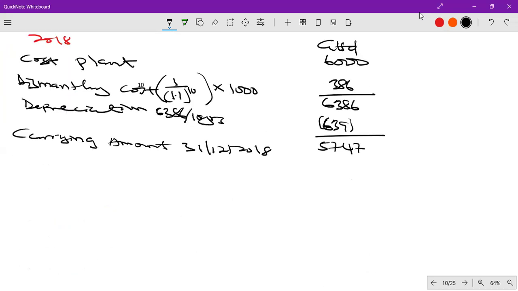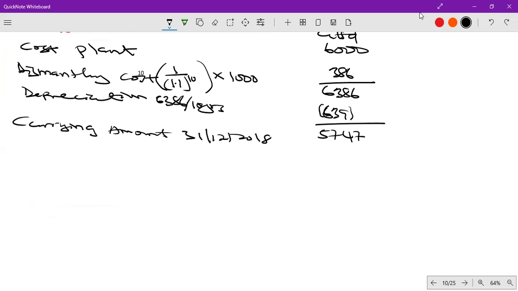Okay. So 2019 depreciation. The depreciation will still be 639. As you said, it's a straight line. Yes, this will give us how much? $5,108. 5108. Okay. 5108. At this point, there is what?